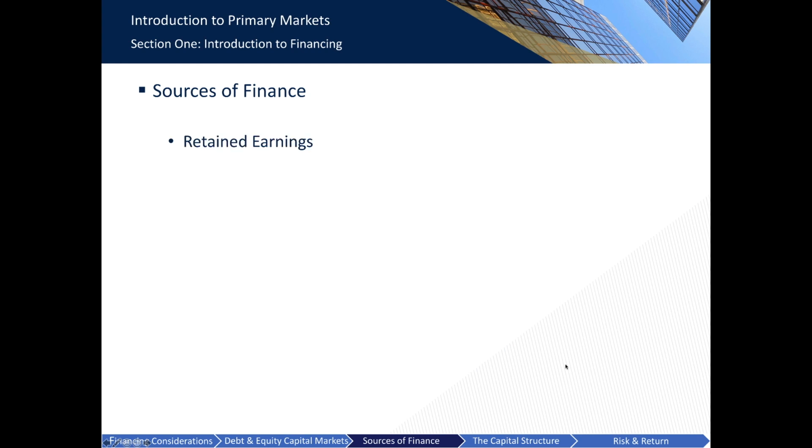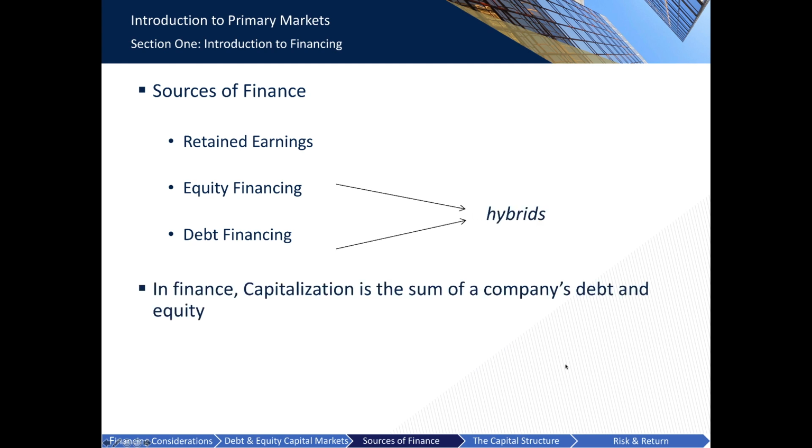A company's source of finance includes its retained earnings, which represents the amount of net income left over in the business after it has paid out dividends to shareholders or other distributions paid to investors. It also includes its equity financing and its debt financing. Capitalization refers to the process of generating the sum that allows a business to open its doors. In finance, capitalization is the sum of a company's debt and equity.